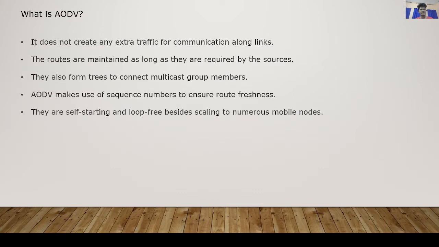It does not create any extra traffic for communication along links. The routes are maintained as long as they are required by the sources. They also form trees to connect multicast group members. AODV makes use of sequence numbers to ensure route freshness. They are self-starting and loop-free, besides scaling to numerous mobile nodes.